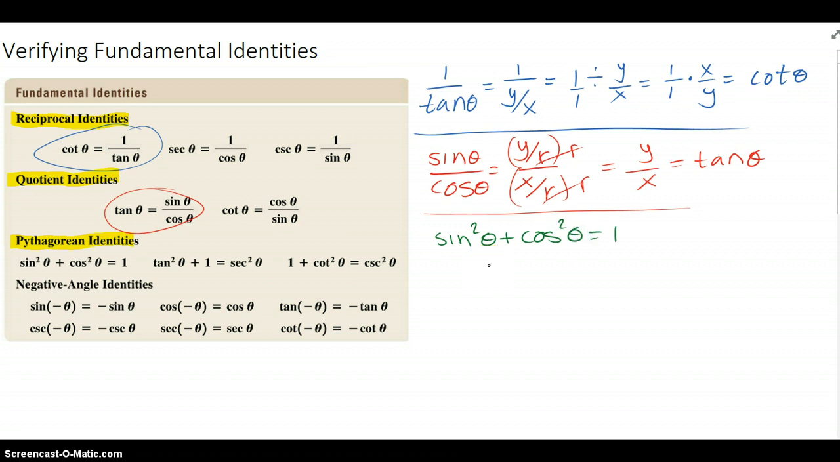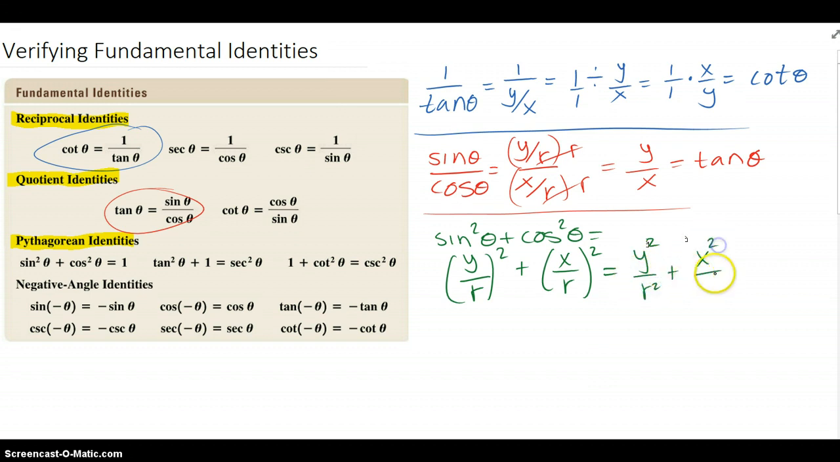By definition of sine of theta, we know sine is y over r again in chapter 1. Cosine is x over r. This time I'm starting with the left-hand side. So I can actually erase this 1 here. That would be equal to y squared over r squared plus x squared over r squared, which, by the way, is y squared plus x squared over r squared.